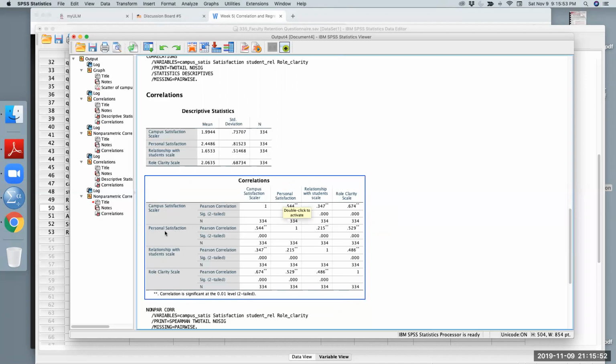The same thing you can say for the personal satisfaction of faculty members: it is associated with their relationship with students and the roles they have from their deans or supervisors. So it's pretty straightforward. I hope this helps for your data analysis if you are using correlation in your articles or dissertation.